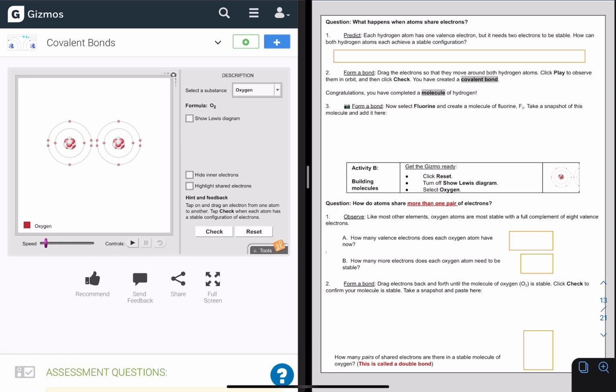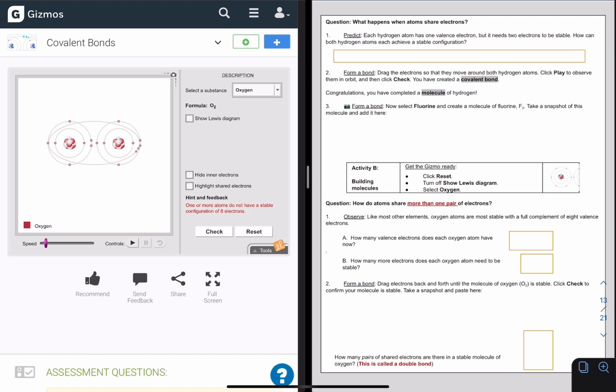And then we're going to move on to number 2, form a bond. Drag electrons back and forth until the molecule of oxygen is stable. Click check to confirm your molecule is stable. Take a snapshot and paste here. So you're going to paste a picture of what that's going to look like in this box here. You have to move those electrons around until you get something that's stable. If it's not stable, it's going to show you something like this. So you're going to try that out.